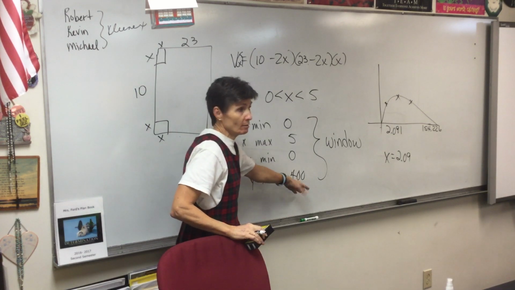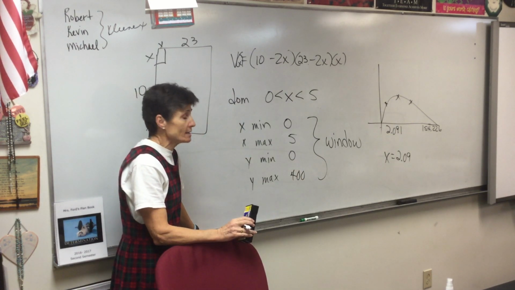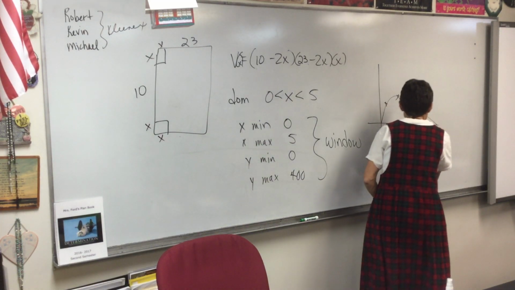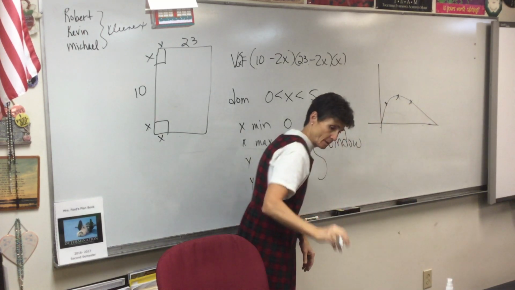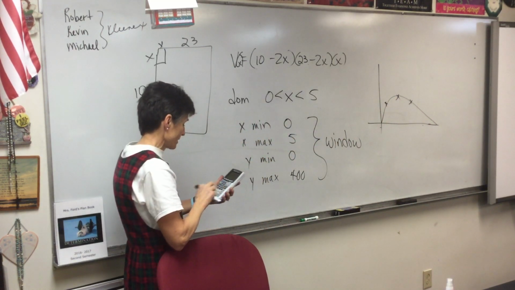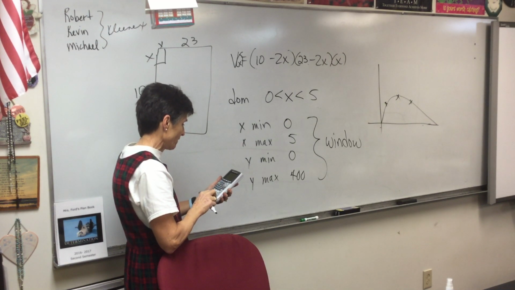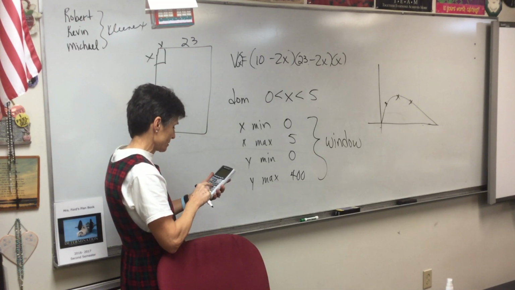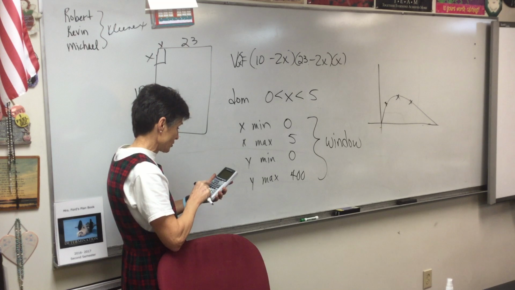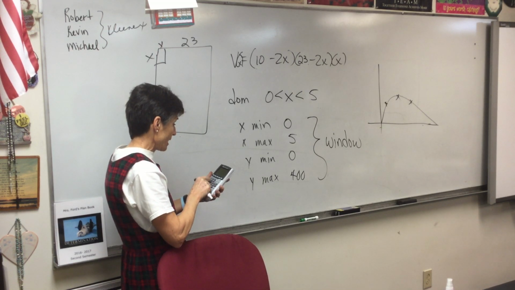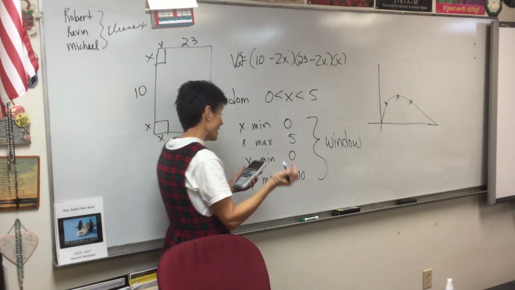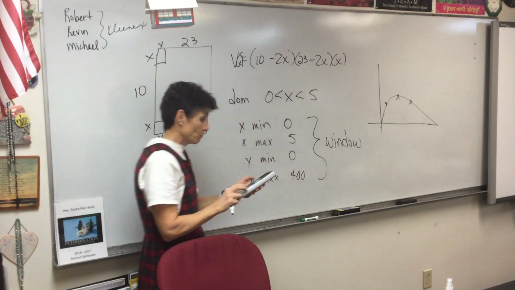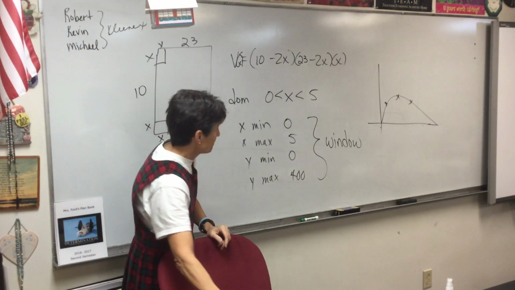Now, can I leave 400 here? That won't matter, right? I'll try it and see what happens. Now I'm going to type in my equation. Got to set my window. The only thing that needs changing is that one number needs to be a 5. And then my equation is 10 minus 2x times 23 minus 2x times x. And I'm going to hit graph. And I actually got a picture that looks like that again. So 400 worked. Sometimes it doesn't. I have to make it bigger.